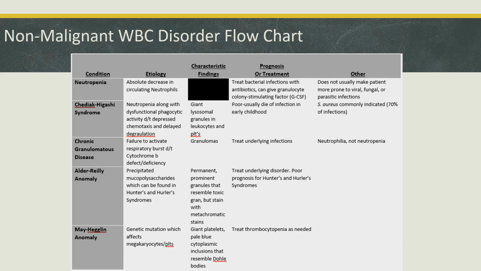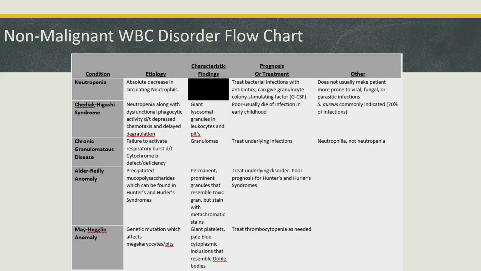Okay, excuse me. Chediak-Higashi syndrome. Chediak-Higashi syndrome is going to present with neutropenia along with dysfunctional phagocytic activity due to depressed chemotaxis and delayed granulation. One of the characteristic findings that we will see in patients with Chediak-Higashi syndrome are giant lysosomal granules in the leukocytes and platelets.